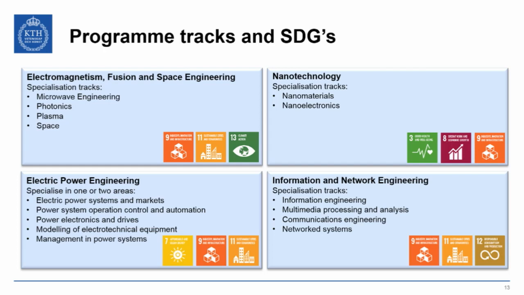So if we take a couple of examples, we have electrical power engineering in the lower left-hand corner. Here you specialize in one of 2 specified areas. They are all listed over here. And you can see the 3 key SDGs related to that particular program. On the right-hand side, in the lower box, you have information and network engineering. There are 4 specialization tracks there: information engineering, multimedia processing and analysis, communications engineering, and network systems. And then you can see the SDGs related to that program. So use this information to help you navigate and sort things out when you go through the program offering.